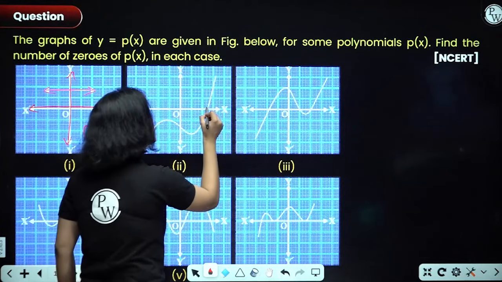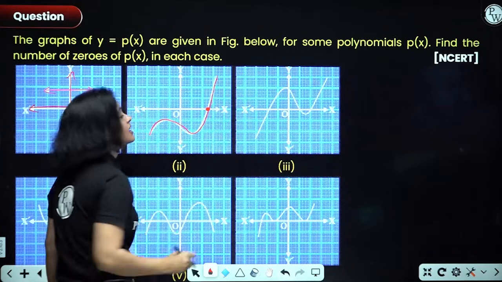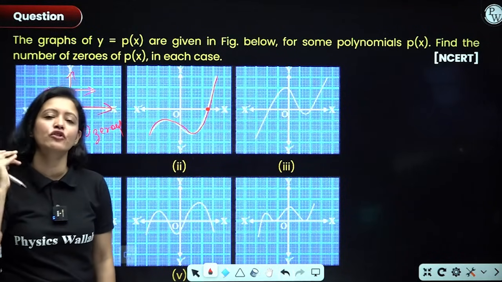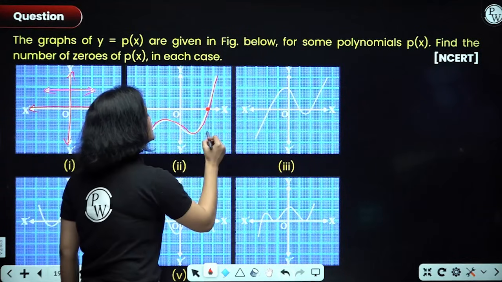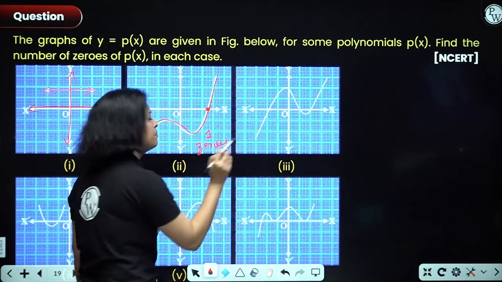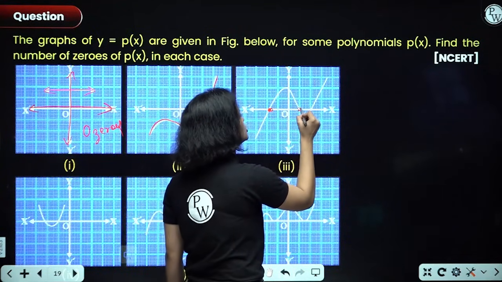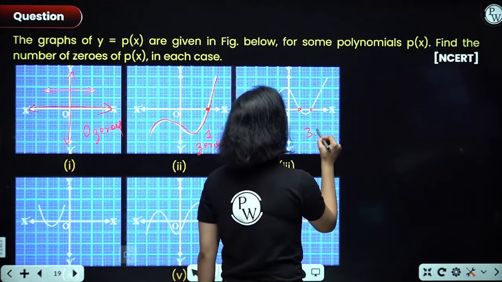In the second graph, you can see that there is one point of intersection of this graph with the x-axis. Please do not get confused with the point of intersection with the y-axis. That is of no importance. So one point of intersection means 1 zero. Simple guys, simple. Here, how many points of intersection are there? 1, 2 and 3. So with the x-axis, 3 points of intersection, so 3 zeros.